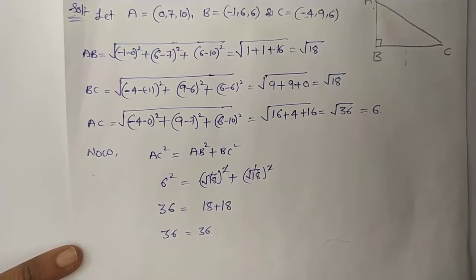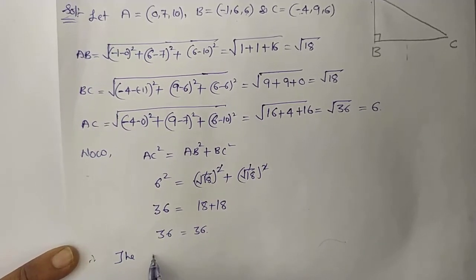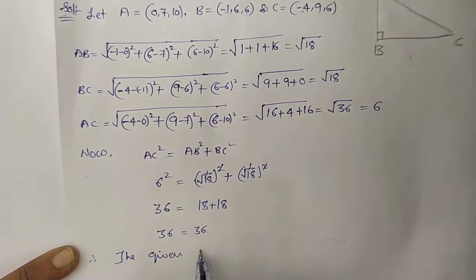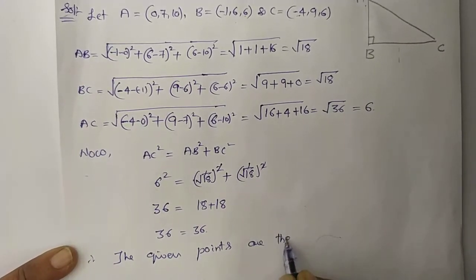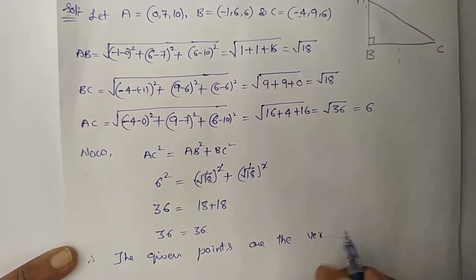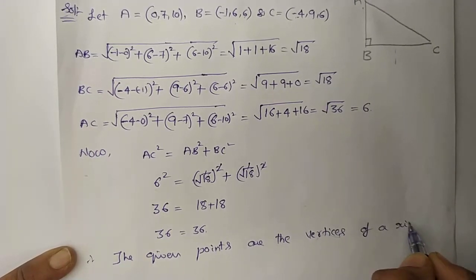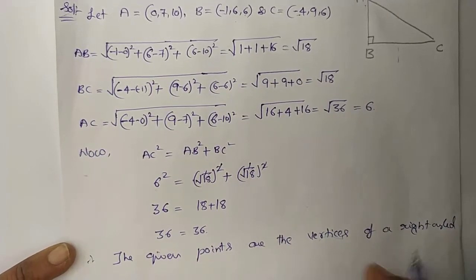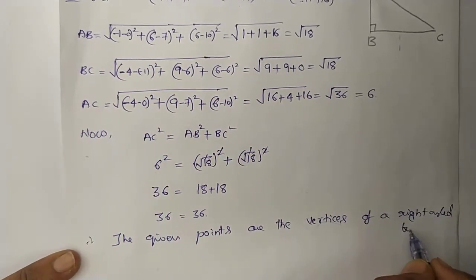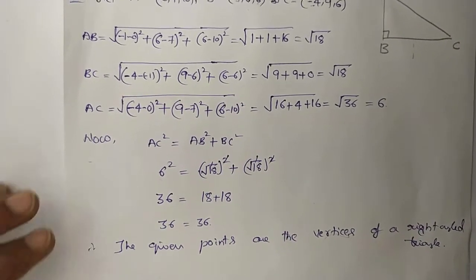Yes, it is satisfying. Therefore, write the conclusion: the given points are the vertices of a right angled triangle. Hence, that is the solution for this question.